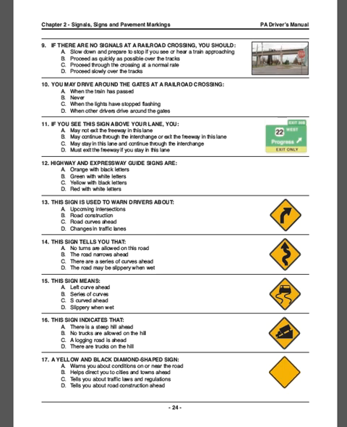16. This sign indicates that A. There is a steep hill ahead, B. No trucks are allowed on the hill, C. A logging road is ahead, D. There are trucks on the hill.